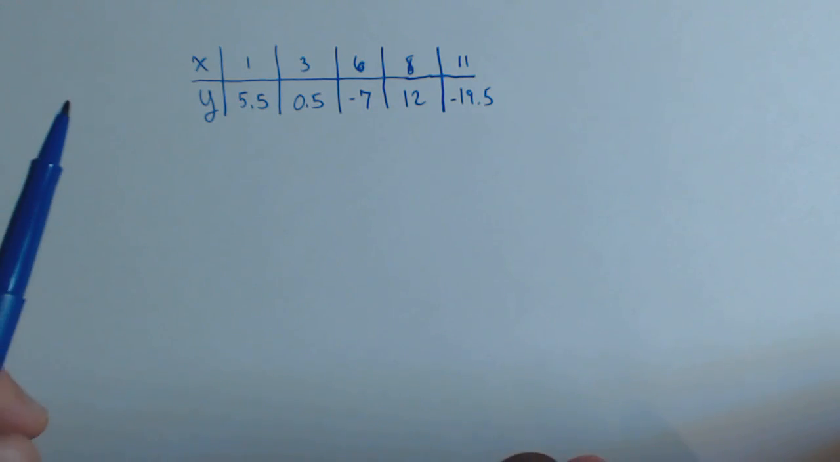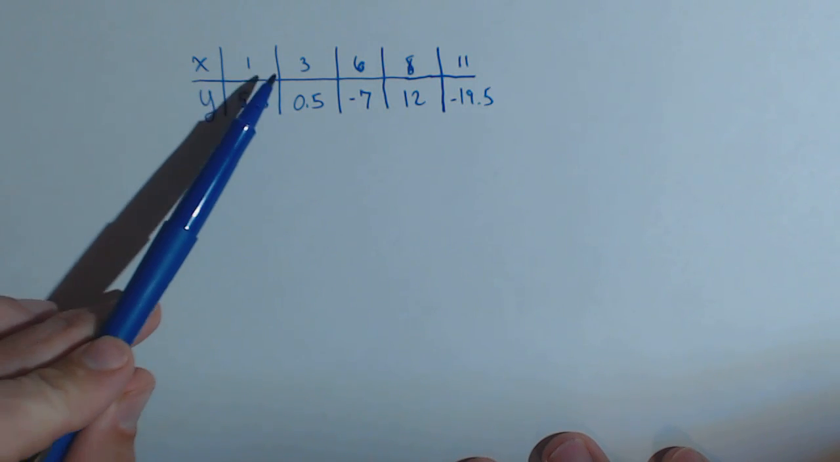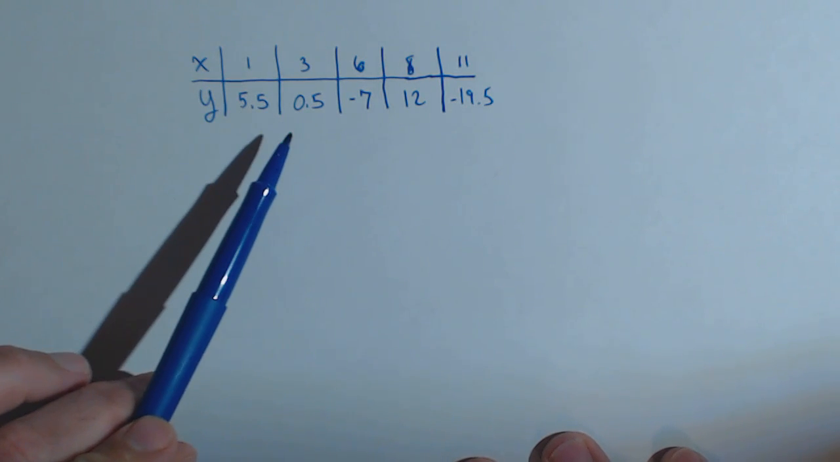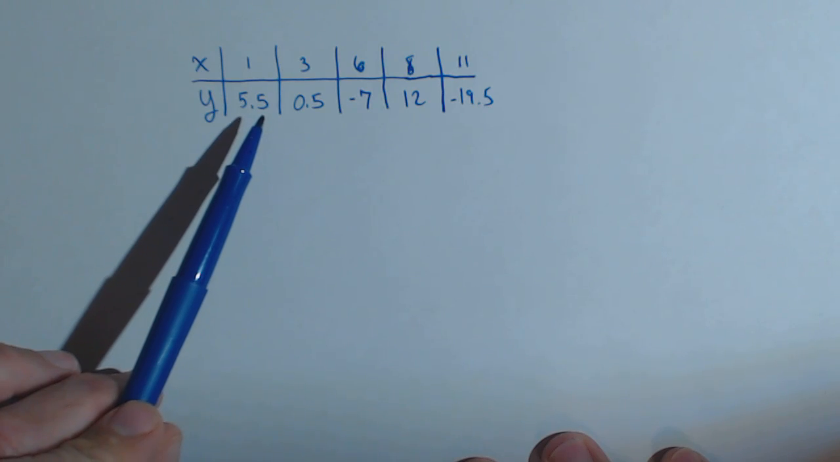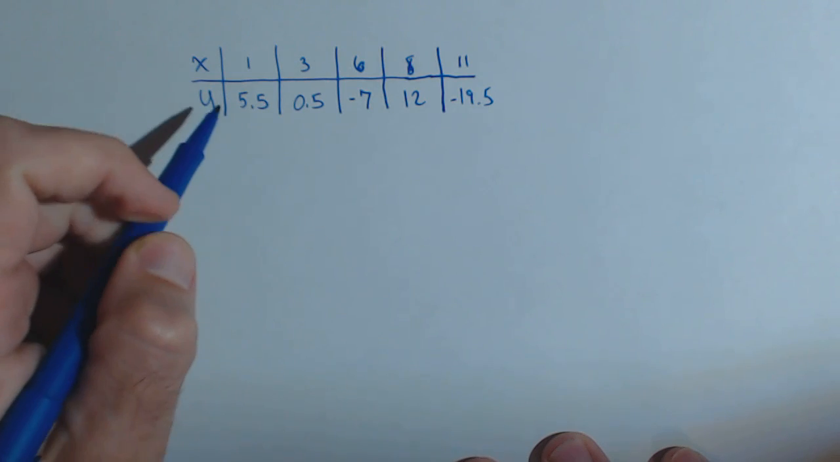We have a table of data here, and we'd like to see if it's linear, and if it is, find the slope and y-intercept. Now, the inputs are not equally spaced, so we can't just check the first differences. So we're going to have to look at the slope in each case, so each pair.